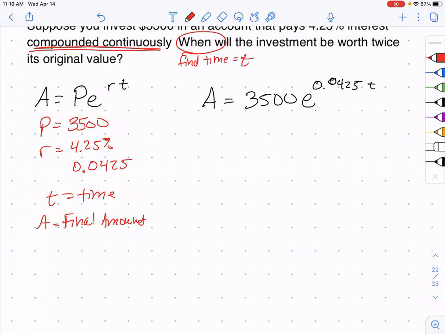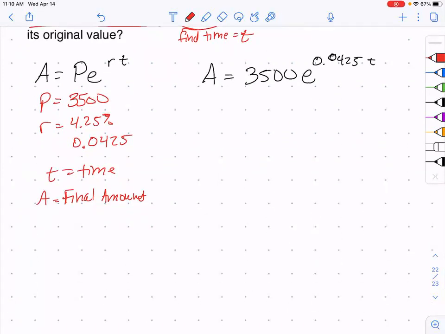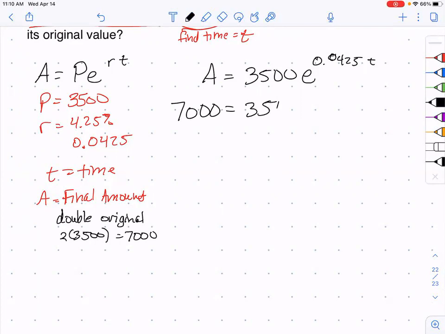But it says find out when it will be worth twice the value, so A will be 7,000. We want the final amount, and the problem tells us it's double the original value. So it's 2 times 3,500, which is 7,000. Good job. Even though it doesn't give us a number, we read it and say, oh, we know how to double a number. And we can interpret that to be 7,000 equals 3,500 e to the power 0.0425t.